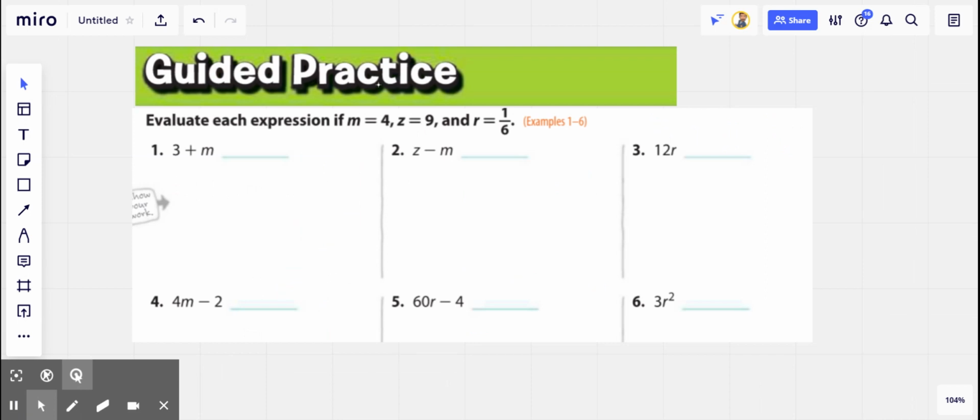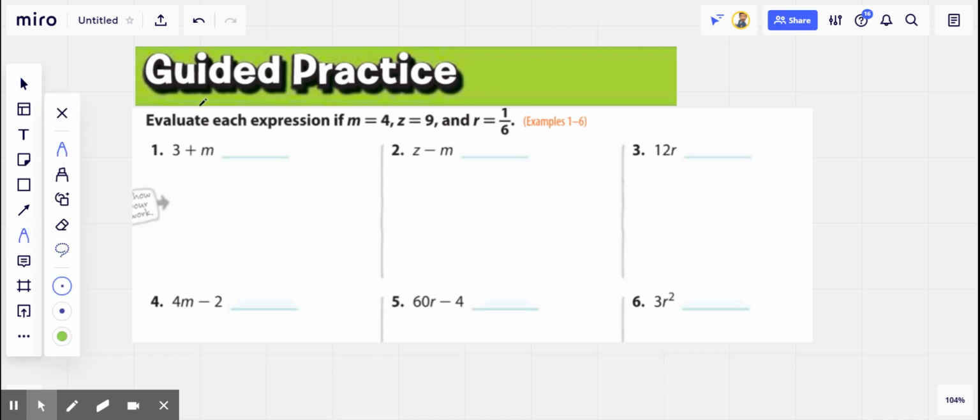All right, here we're going to do some guided practice, and I would like you to get a piece of paper and a pencil and do this along with me, please. Okay. All right, so here we go. Welcome back from getting your pencil and piece of paper. Let's do this first one, 3 plus m. It says evaluate each expression if m equals 4, z equals 9, and r equals 1/6.